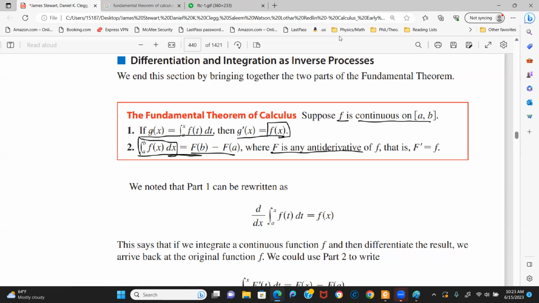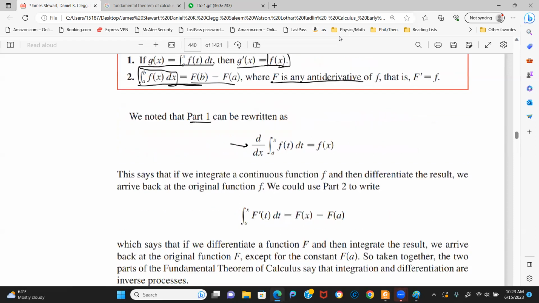And of course, as we noted, part one can be written in this way to show you that differentiation and integration really are inverse operations of each other.